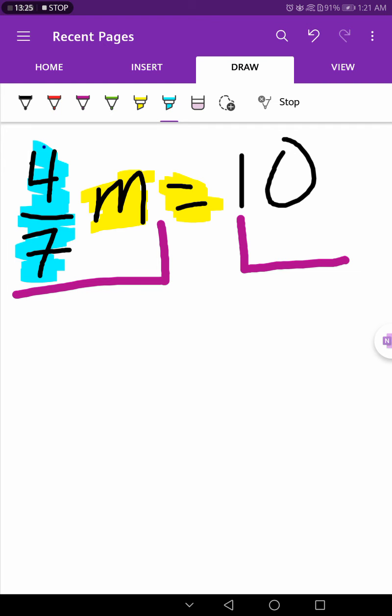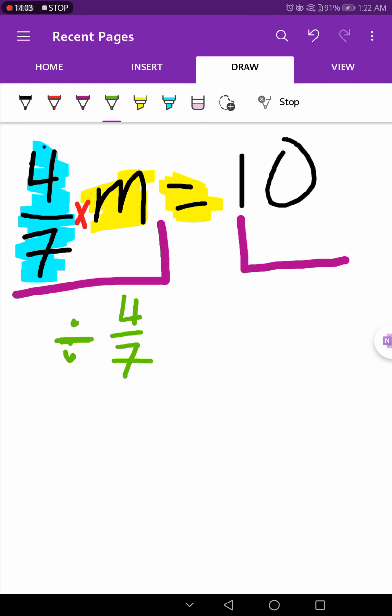But teacher, you said we have to look for the operations. We have no operations here. I mean, there is no plus, minus, multiply or divide between the m and the 4 over 7. So I said to you, there is a hidden sign here. It is multiply. Okay, that's easy. The opposite of multiplication is divide. Yes, it is divide. So I will write here divide. And divide, you know, by what? By 4 over 7.